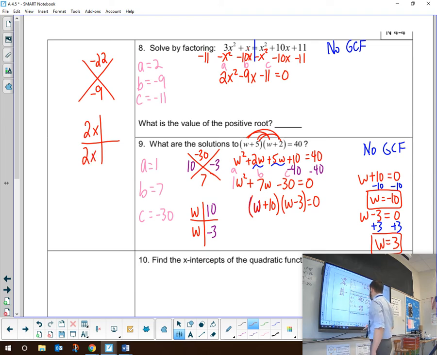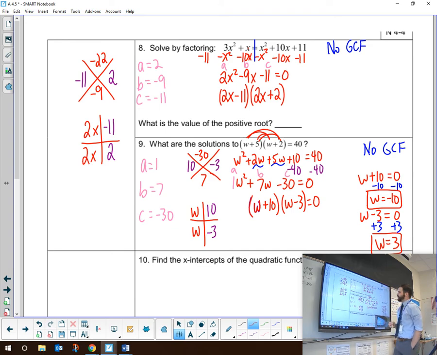And then I just need to figure out what my numbers are. So two numbers that multiply into negative 22 are going to be negative 11 and 2. Negative 11 times 2 is negative 22. Negative 11 plus 2 is negative 9. So we have a negative 11 here. We have a 2 here. So my first factor is going to be 2x minus 11. My second factor is going to be 2x plus 2. Wait, I messed up, didn't I? It's not 2x plus 2, is it?